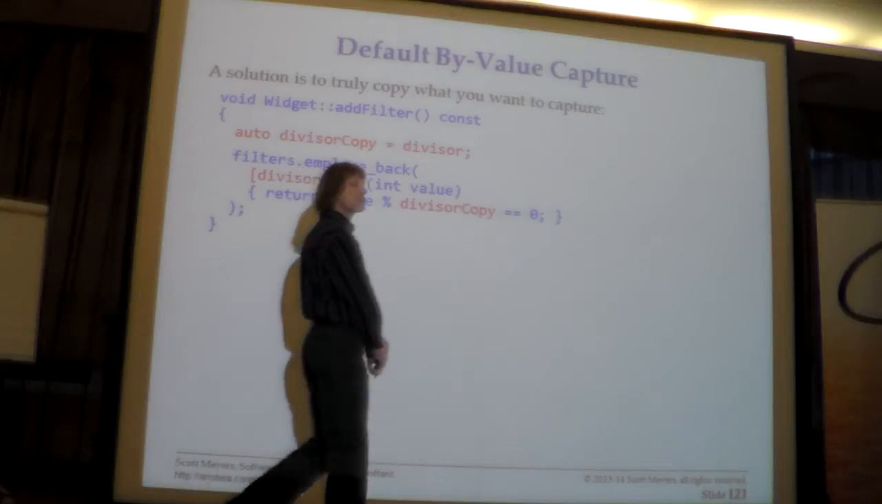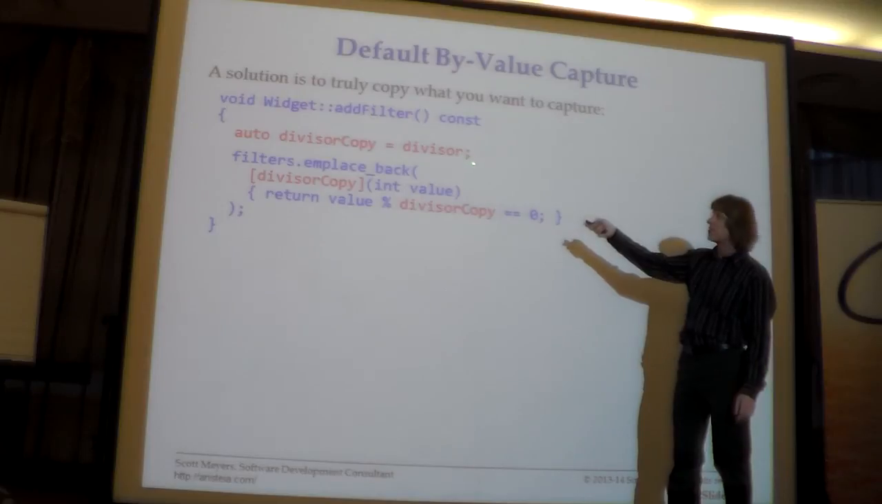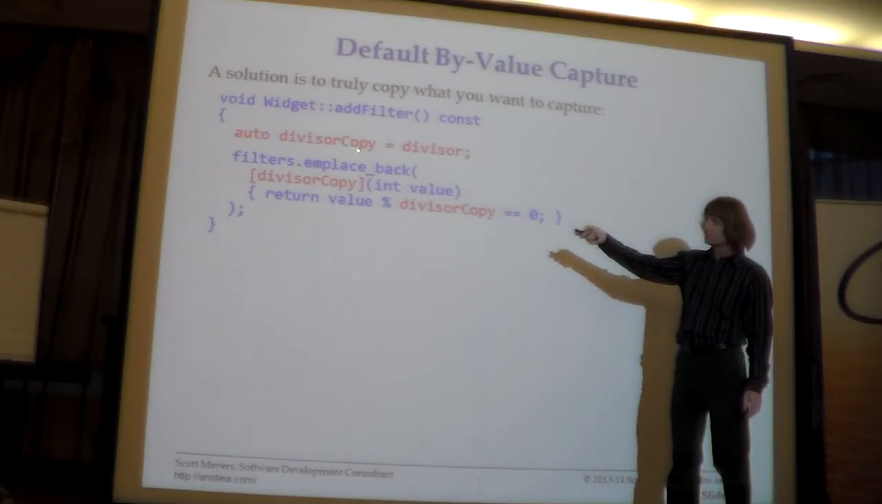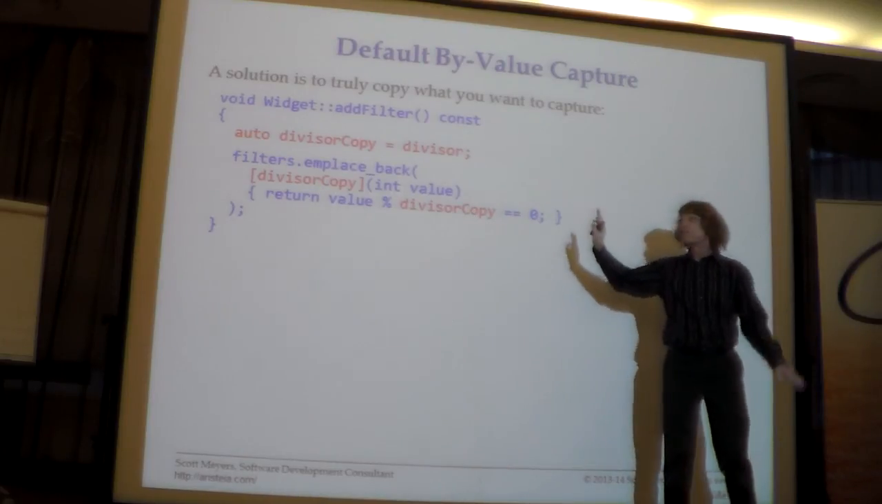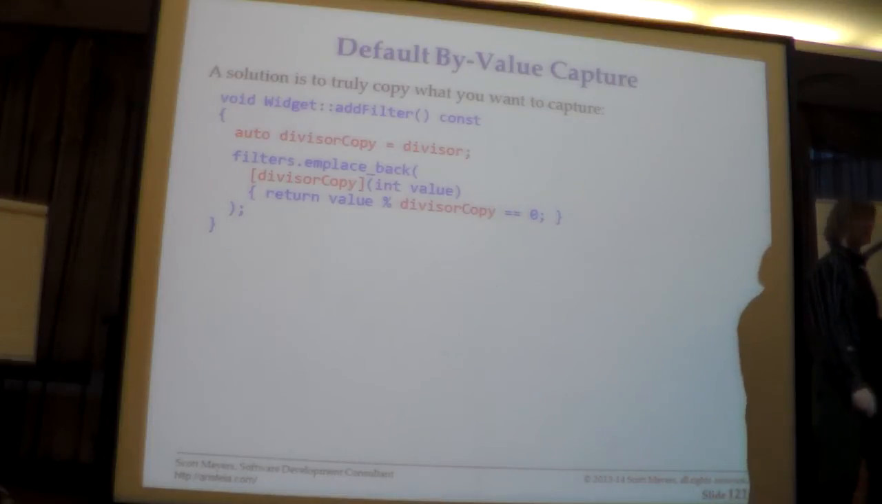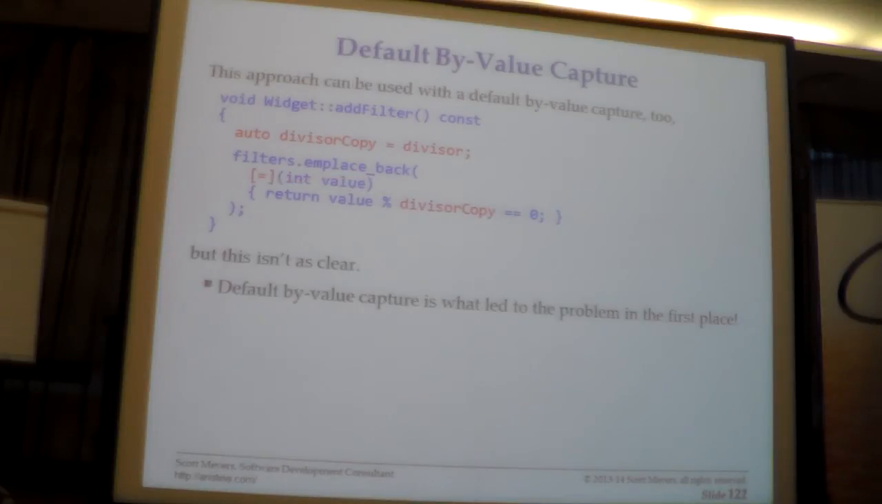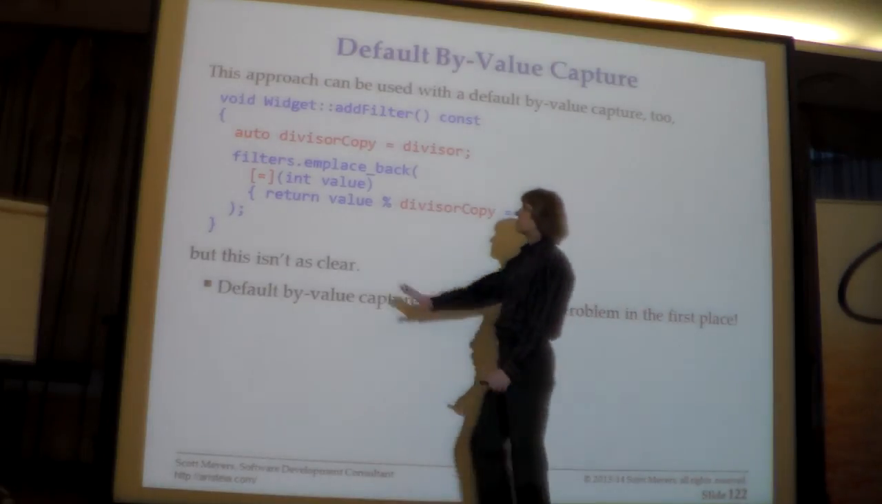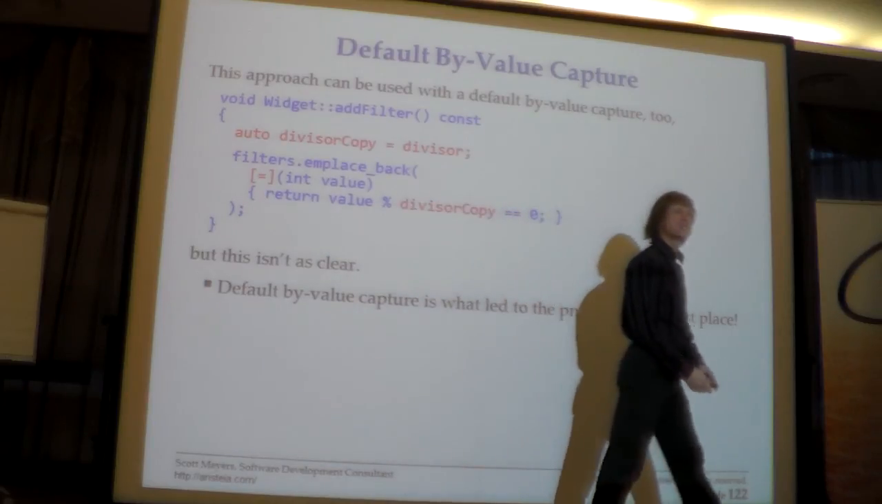If you really want to make this self-contained, then what you can do is say, okay, I'm going to copy the divisor, the data member, into the local thing divisor copy. I can now capture divisor copy by name, use divisor copy here. This is self-contained. It's no longer dependent on a widget, it's only dependent on the copy of divisor. Now, you could use default by value capture, but that's what got you into trouble in the first place.